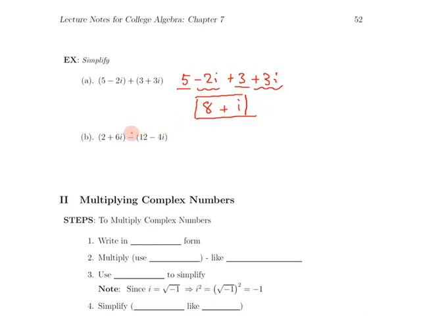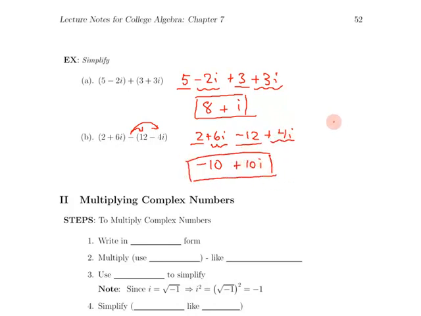Subtraction's just like it, except you got to remember when subtracting, always distribute that minus sign. So you have 2 plus 6i minus 12 minus a minus 4i, which is plus 4i. Now collect like terms. 2 minus 12 is negative 10. 6i plus 4i is plus 10i. And you're done. That's all there is to it.